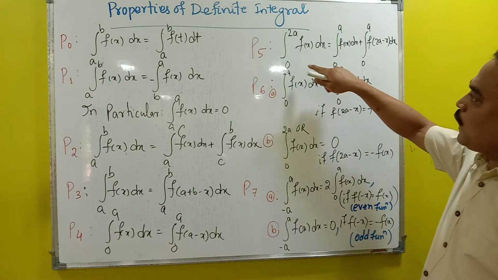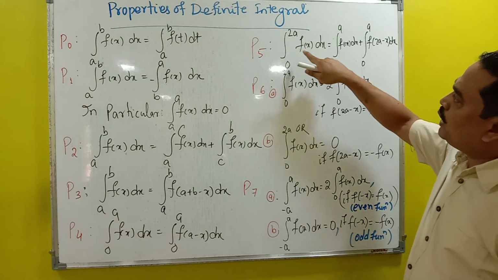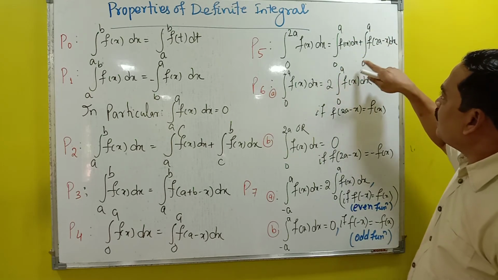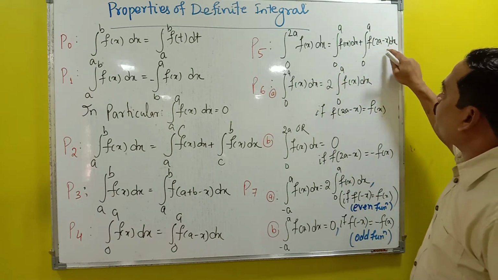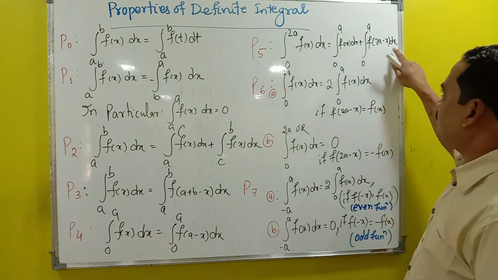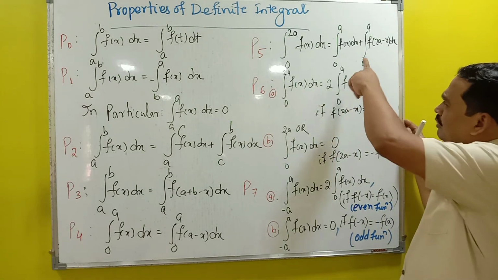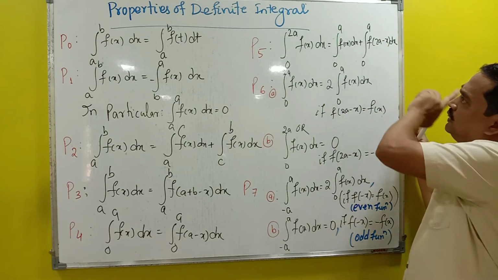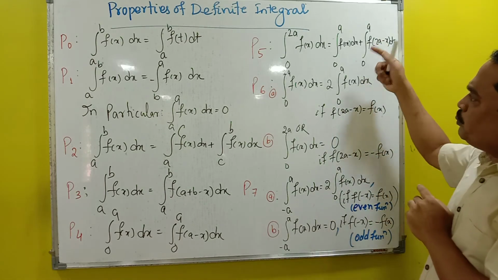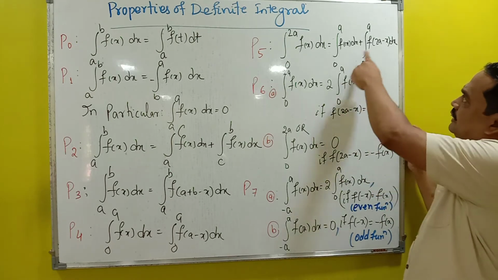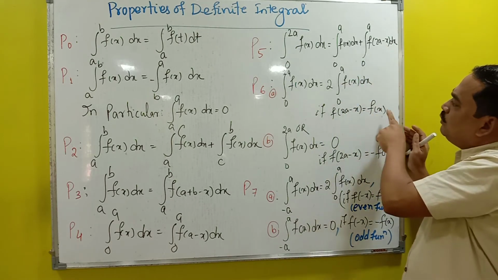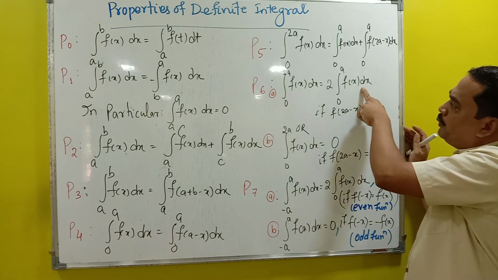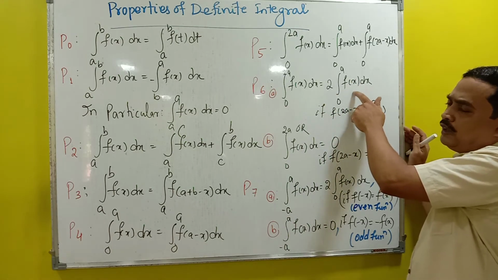Property 5 is telling that if it is integral 0 to 2a f of x dx, then it can be written as integral 0 to a f of x dx plus integral 0 to a f of 2a minus x dx. Please remember it is 0 to a of f of 2a minus x dx, right? And in the particular case, if f of 2a minus x is equal to f of x, this can be reduced to 2 times integral 0 to a f of x dx. This property is very important.